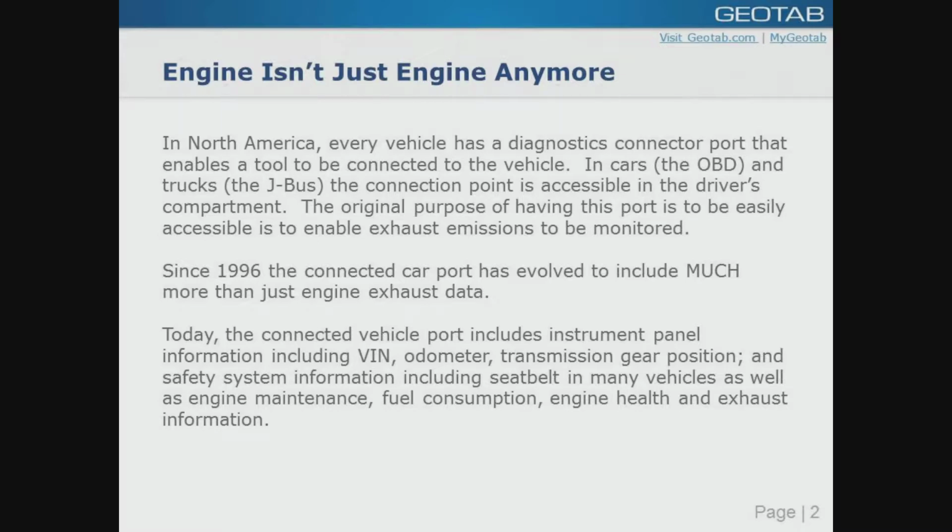The thing that's important to note, and back in 1996 we started just so that we could have an in-vehicle link to that emissions and exhaust data. Today, that vehicle port includes instrument panel information like your VIN, your odometer, gear position, safety information, including the seat belts in many vehicles, engine maintenance information, fuel consumption information, overall engine health, and of course still that exhaust information is there. The idea is that it takes a lot to get all of this useful data off of the device. And over the next hour, we're going to talk about what Geotab does and why that's important to end user fleets.